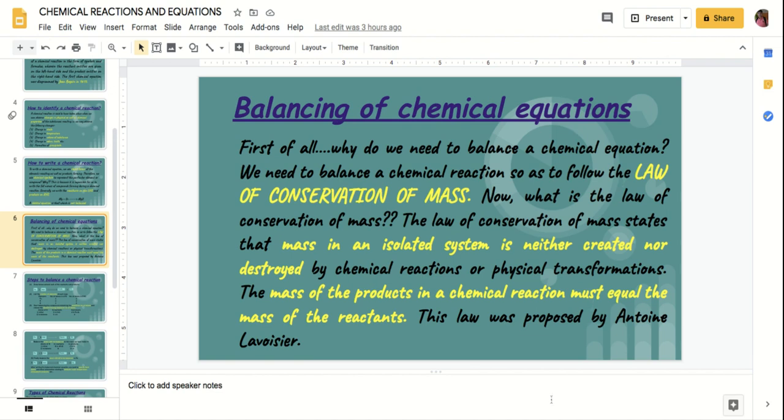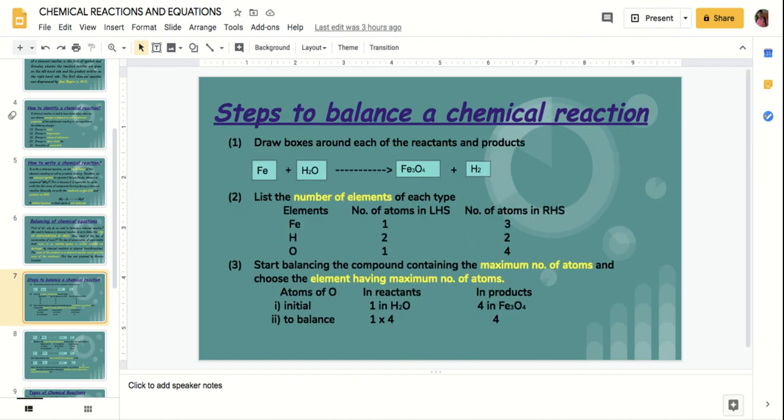And this law was proposed by Antoine Lavoisier. This is a great person who said that every equation needs to be balanced because it has to follow the law of conservation of mass. Like the law of conservation of energy, which states that energy can neither be created nor destroyed, mass can neither be created nor destroyed. This is the simple funda that is applying here.